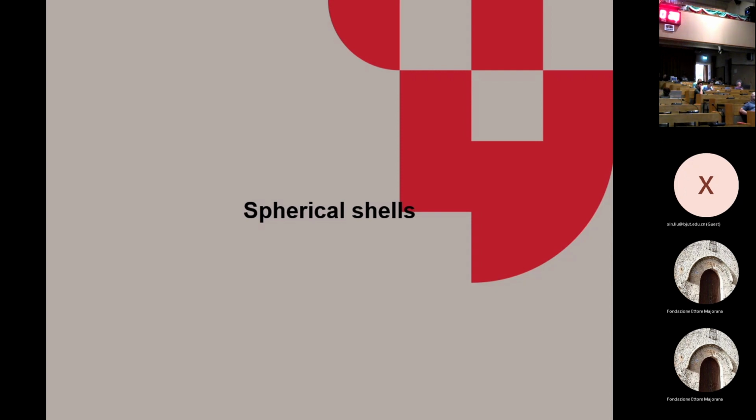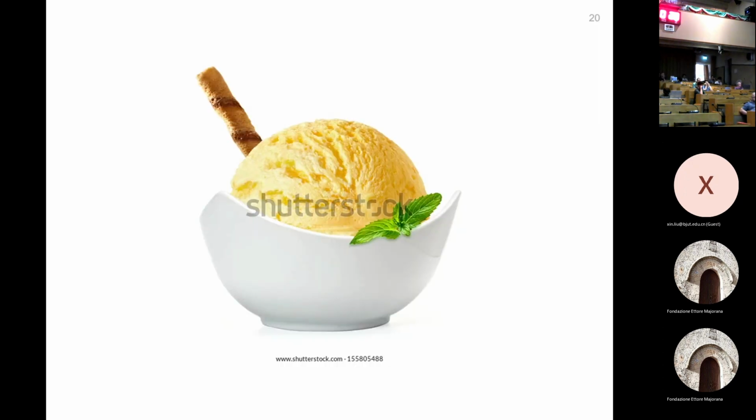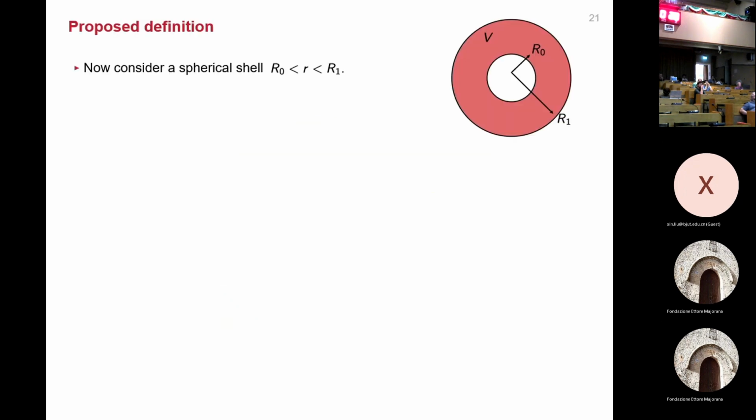Okay, so I think I should move on to what I was really interested in, which is spherical shells. I couldn't find any pasta in the shape of a spherical shell, so this is the best I could come up with. And hopefully I'm not holding you back from your lunch for too long here, but this is again a reminder of the domain. It goes between R0 and R1.